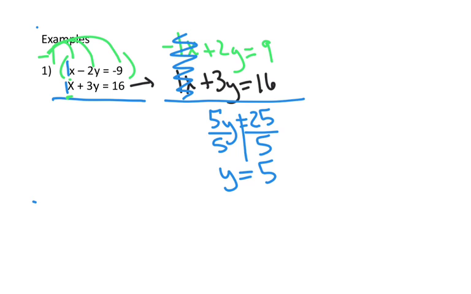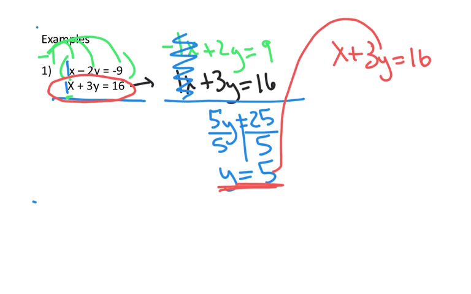But we need to know what x is as well. So I'm going to go back and pick one of these equations. It doesn't matter which one you choose. I'm just going to choose this bottom one. Choose whatever looks the easiest to you. It was x plus 3y equals 16. And you're going to substitute in whatever you solved for. I just solved for y, so I'm going to substitute that y in where the y is in the equation.